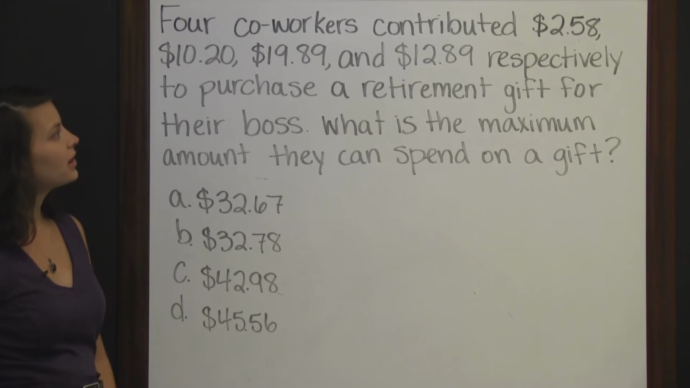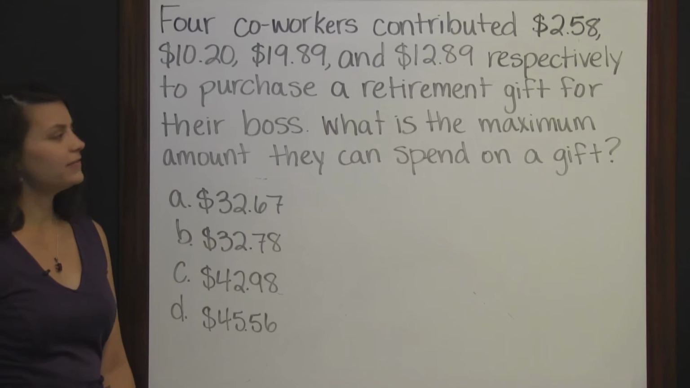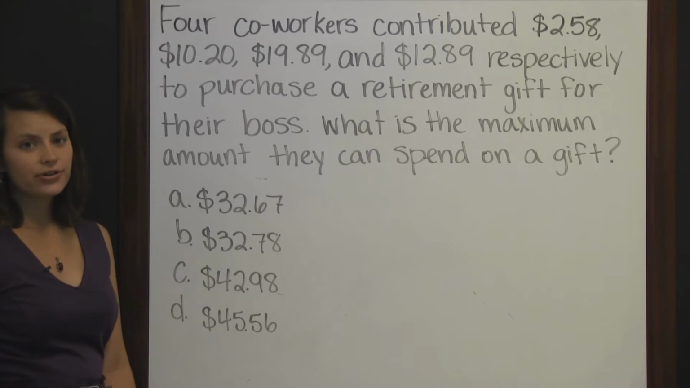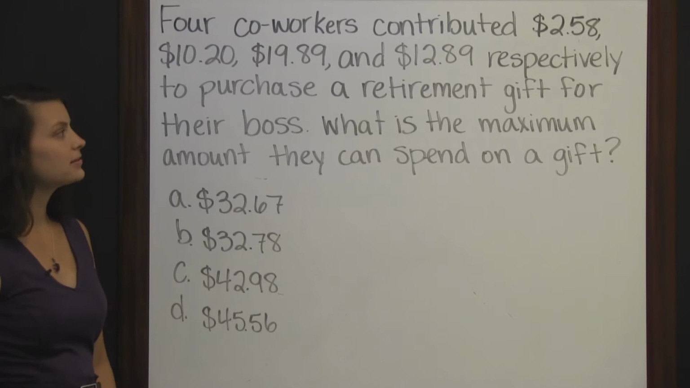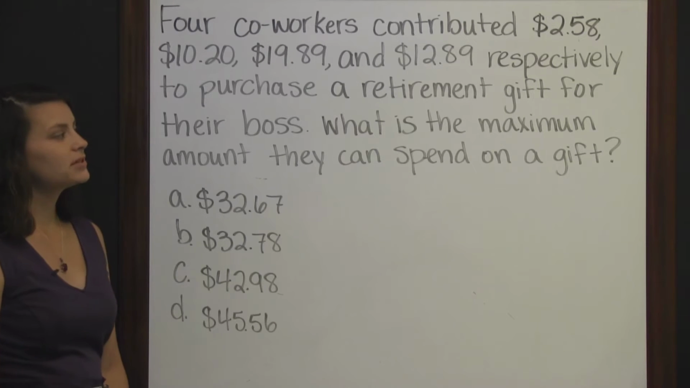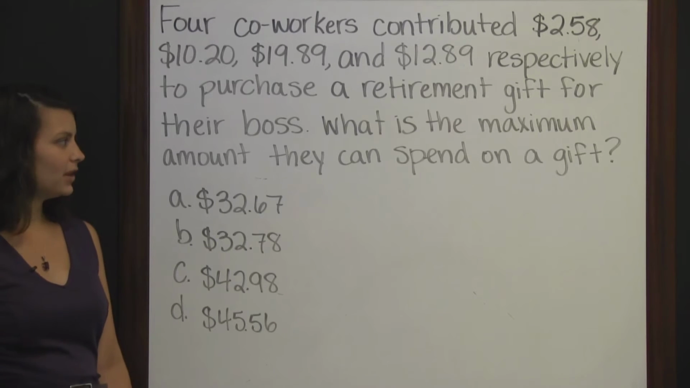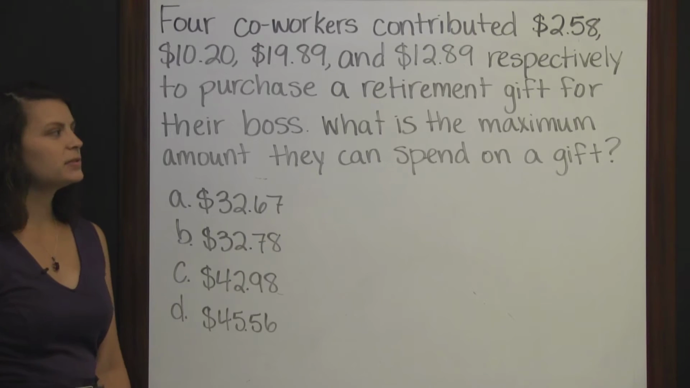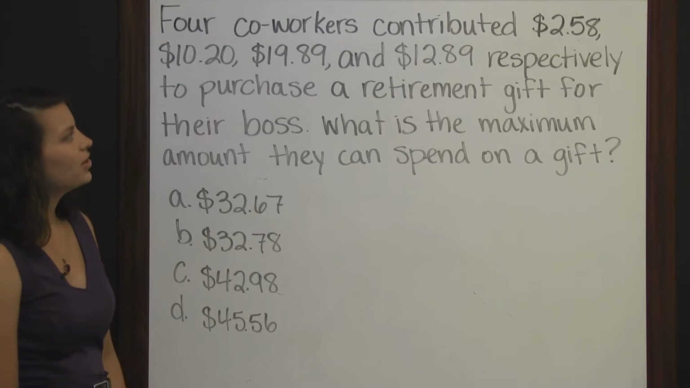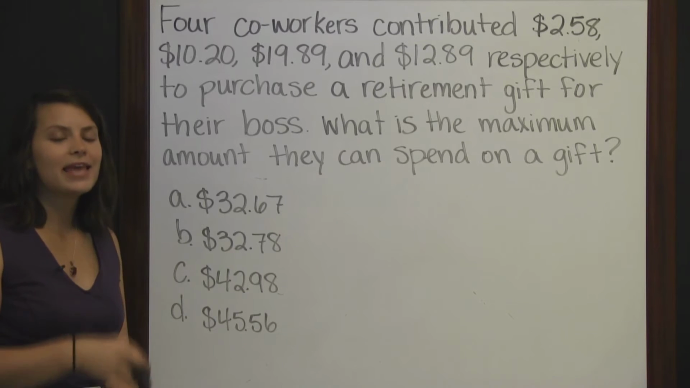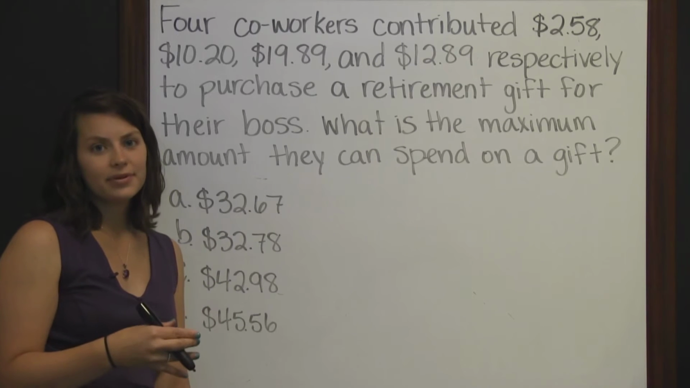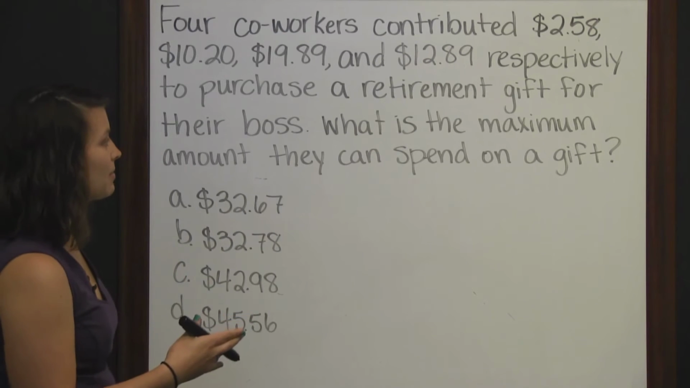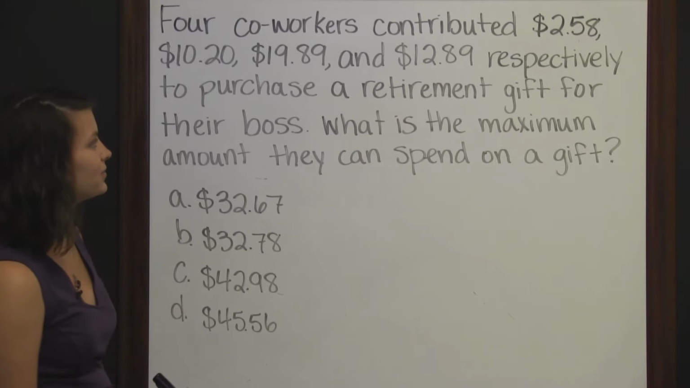Four coworkers contributed $2.58, $10.20, $19.89, and $12.89 respectively to purchase a retirement gift for their boss. What is the maximum amount they can spend on a gift? So they're putting all of their money together, which means we're going to add it all up in order to figure out the maximum amount that can be spent on a gift.